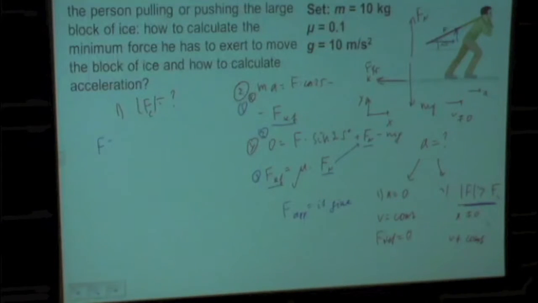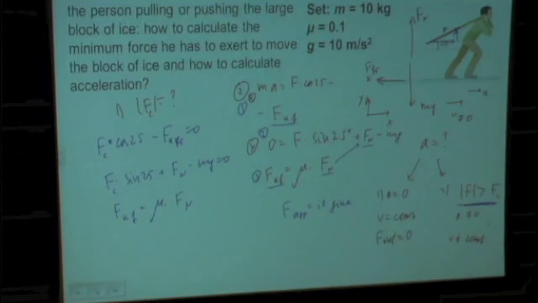So F times cosine of 25 minus kinetic friction equals 0. F times sine of 25, and that's a critical value, plus normal force minus mg equals 0. And the same equation still stays because it's still moving. So friction is kinetic.